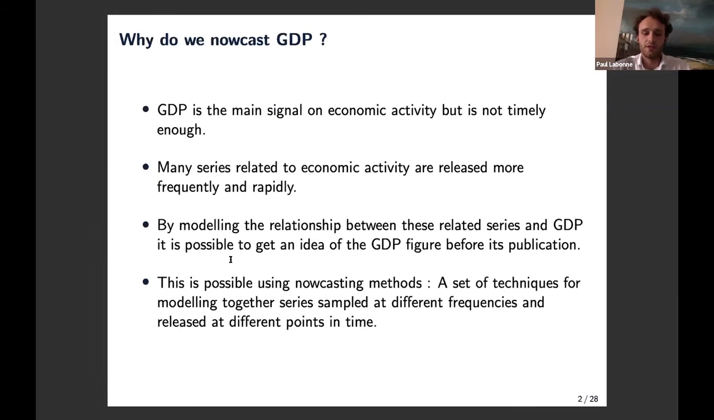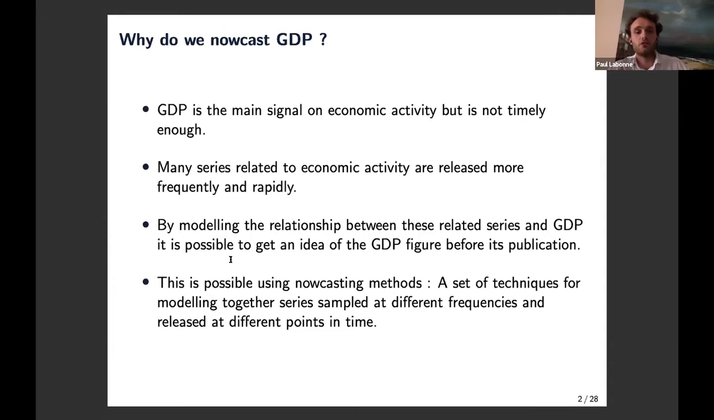But this comprehensiveness comes at the cost of timeliness because GDP is typically published with an important delay. For instance, in the US, quarterly GDP is published about 1 month after the end of the reference period. And in the UK, monthly GDP is published about 6 weeks after the end of the month. So for economic agents to have an idea of the GDP number and make their decisions, they need to forecast or nowcast what would be the GDP number.